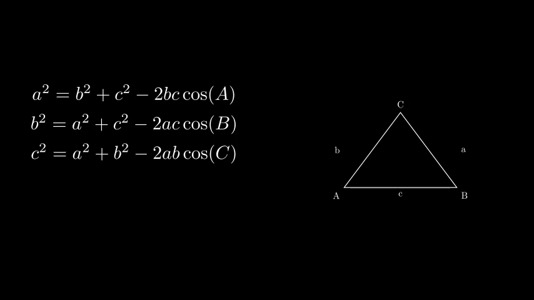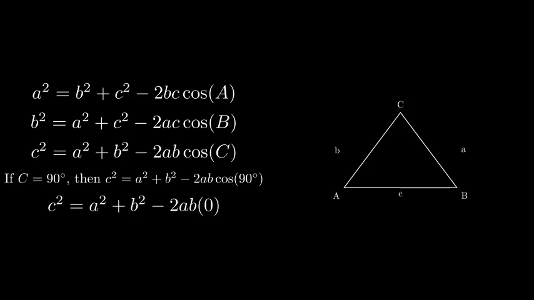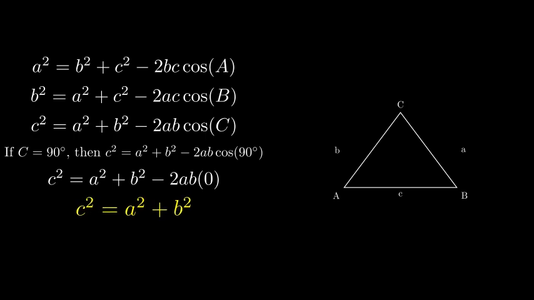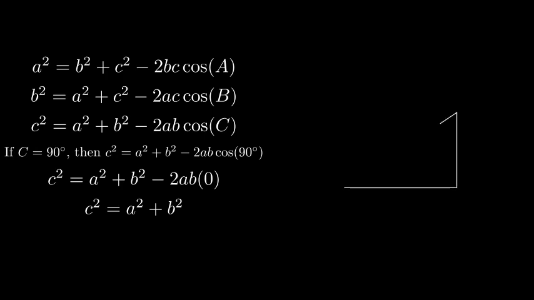Let's explore that connection. What would happen if angle C was a right angle, meaning it measured 90 degrees? If we substitute 90 degrees for C, the formula becomes c squared equals a squared plus b squared minus 2ab times the cosine of 90 degrees. The cosine of 90 degrees is 0. This is a key trigonometric identity. So our expression simplifies, because 2ab times 0 is just 0. And we are left with c squared equals a squared plus b squared, which is exactly the Pythagorean theorem. This shows that the law of cosines is a generalization of the Pythagorean theorem that works for any triangle, not just right-angled ones.